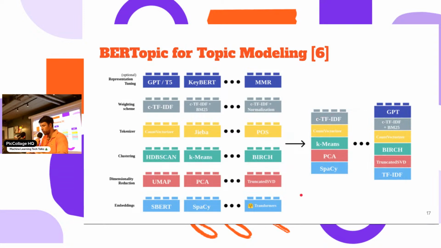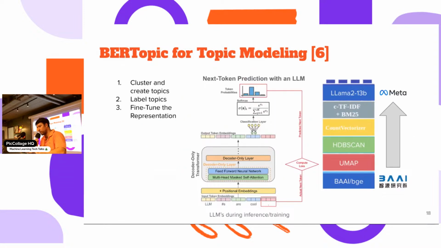We first need to create our embeddings at the very low level: take the text and put it into embedding space. Then you get your embedding vector, which is very high dimensional. To work with it further, you can apply a dimensionality reduction method. Then you cluster it, tokenize it, weight your words, and fine-tune your representation. You can play around with all these modules and build your own Lego set. That's what we did, and this is what we ended up with.